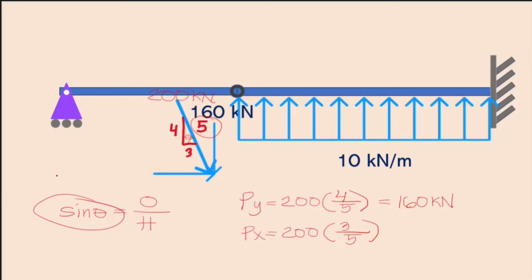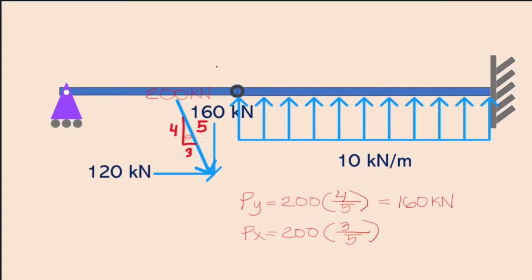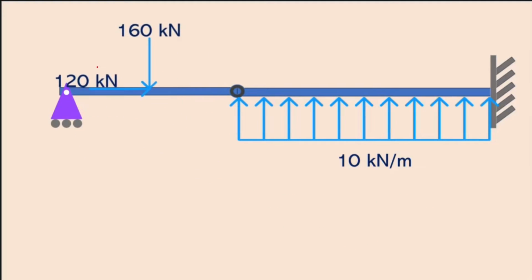Depende na yan sa'yo if you want to use the angle or if you want to use the components. But since distances yung binigay, it will be ideal to use the components. If angle yung binigay, that's where using the angle will be more efficient. And so our horizontal component will be 120. So yan. And then let's try to replace this load. Instead of writing that as 200 kN and then inclined, we'll just actually write these components. Itong 160 and 120. And so magiging ganito na. Ito na yung forces natin.